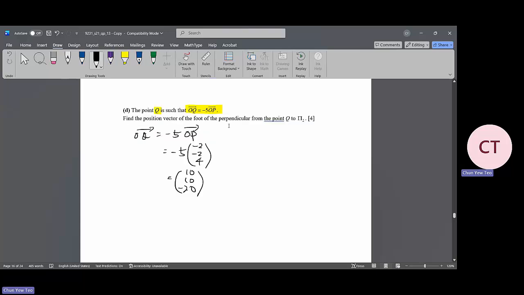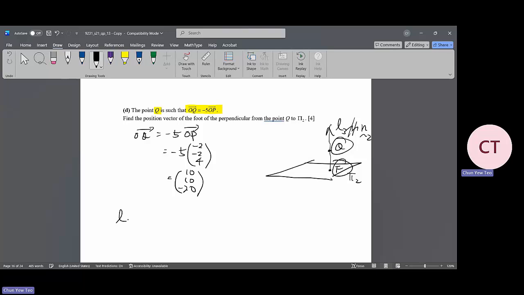Okay, so we want to find the pi 2 over here, and there's a Q here. We want to find the foot. We want to find this position vector. So that means we need to find this line. I call this line L3. This L3 is actually parallel to the normal N2, and it passes through the point Q.